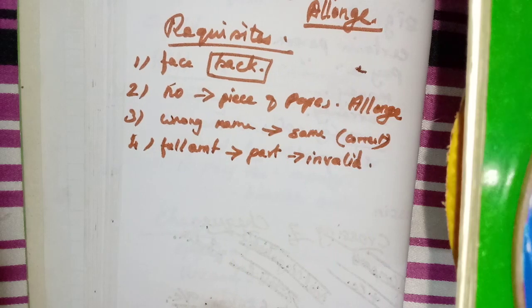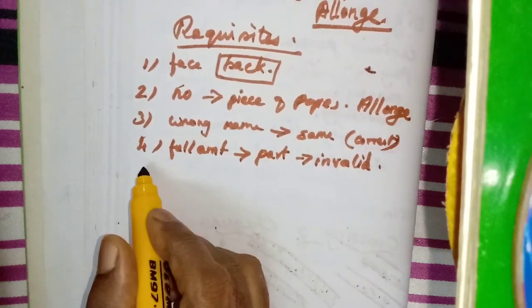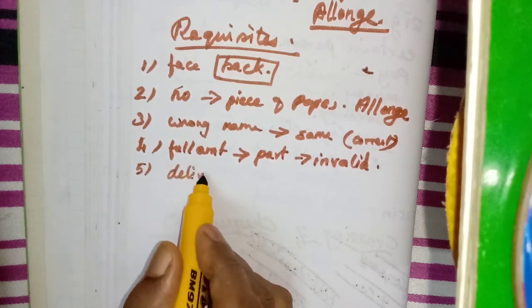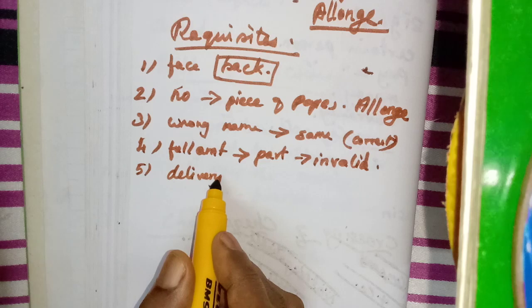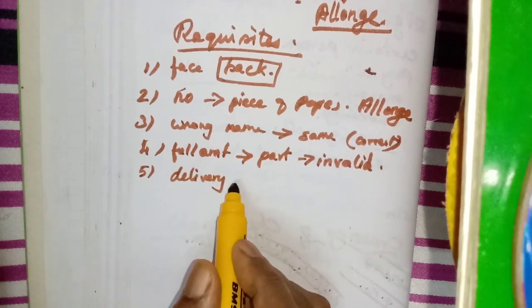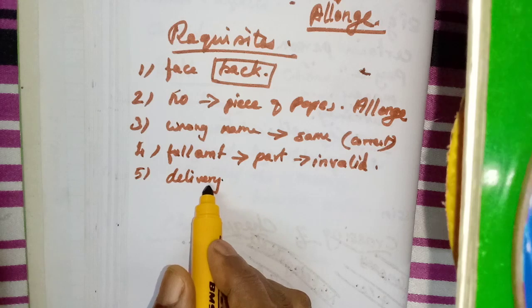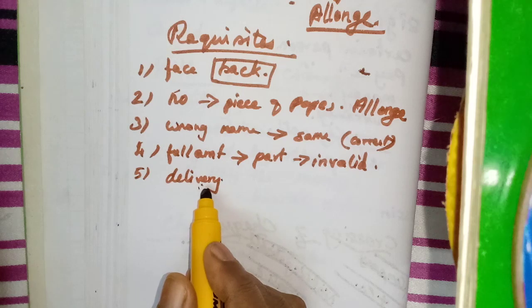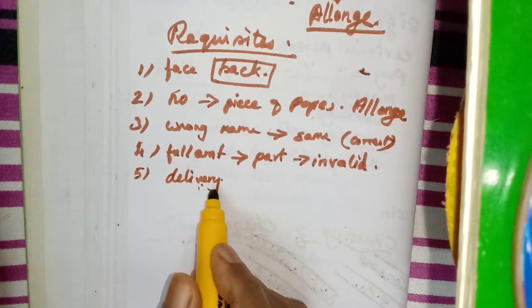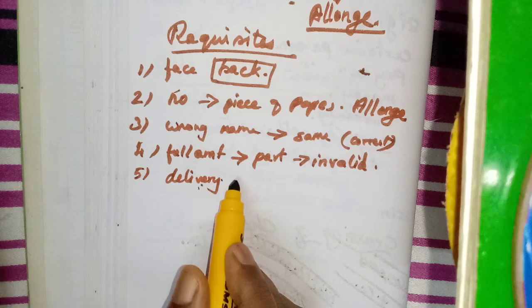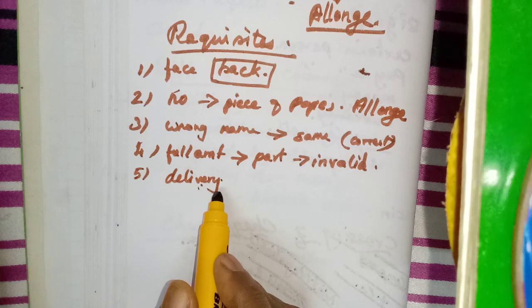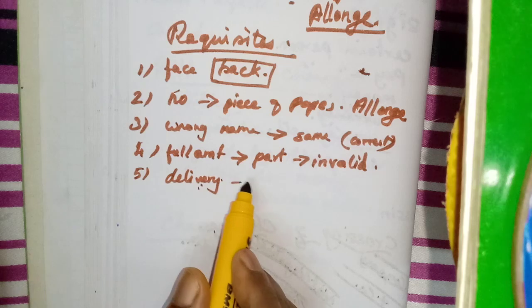Then the endorsement will get complete only when they deliver the documents to the endorsee. Understand? The endorser must deliver the document after signing, and he has to give the document to the endorsee. Only then the endorsement gets complete. But sometimes the endorser may die before handing over the document to the endorsee. If he dies, then that will become invalid.